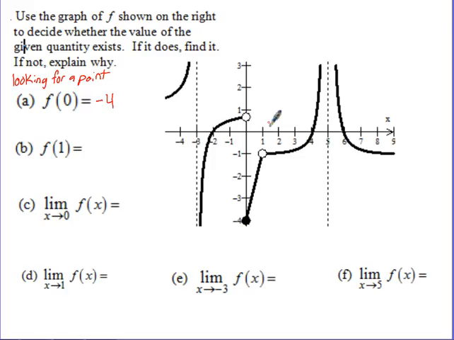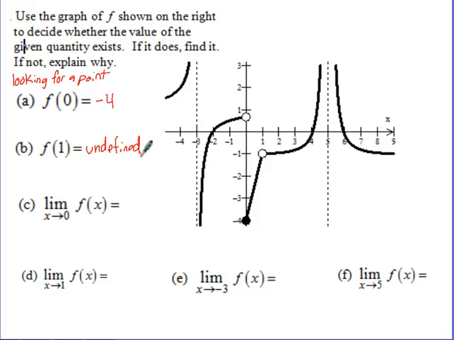Next one, it says f of 1. Again, I'm looking for a point. So I have f of 1. I only have one option down here. Does not exist. I understand what you're saying, but there's a difference in wording. When it comes to a point, you say a point is undefined. You say a limit does not exist. So this point is undefined. I understand you guys were all right, but it's all about semantics, it's all about wording. A point is undefined. A limit does not exist.